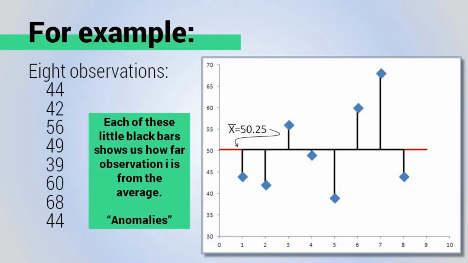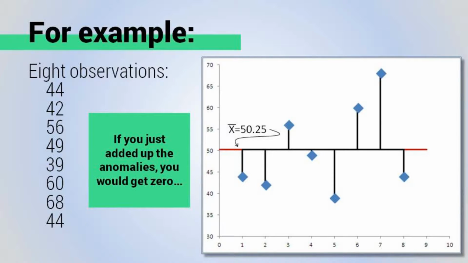How anomalous is this observation? How far is it from what is typical for the sample that we got? So we have 8 little anomalies here, the distances between each of the observations and the average. If we just added those up, they would be equal to 0. There are some positive ones, some negative ones, and if we added them up, they'd be 0. It's a simple little proof to prove that if you wish to.